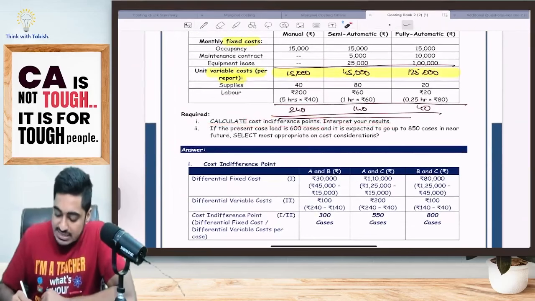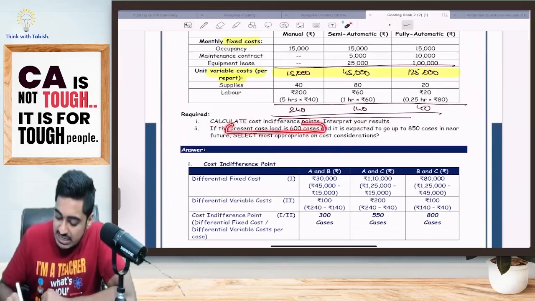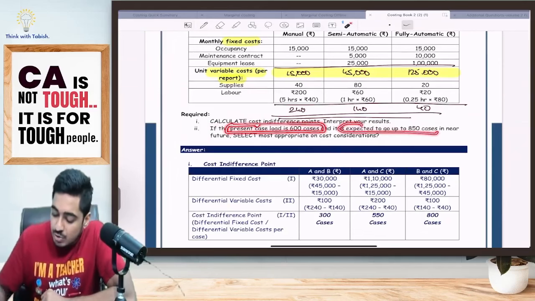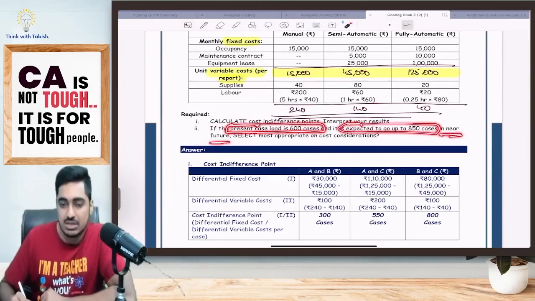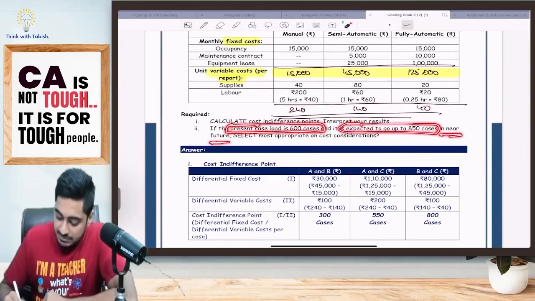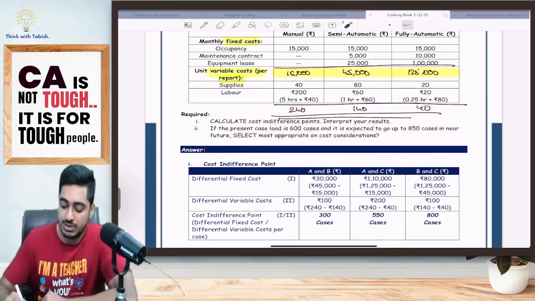Okay, let me do that. Second requirement: the present case load is 600, that means right now I'm having 600, and it is expected to go up to 850 cases in the near future. Which one is going to be the most appropriate?